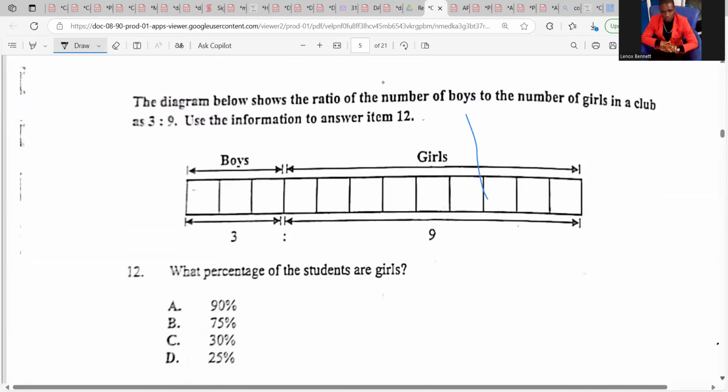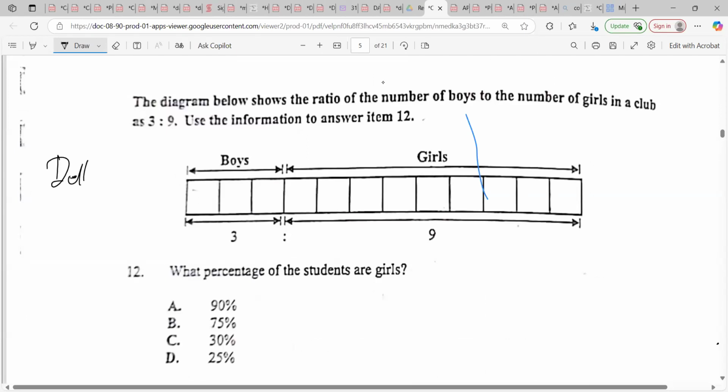Excuse me, sir, may I explain this one? All right, so Dell asked to explain this one. Let me write it so I don't forget. All right, the diagram below shows the ratio of the number of boys to the number of girls in a club, probably a school club, as 3 to 9. Use the information to answer item 12. What percentage of the students are girls?